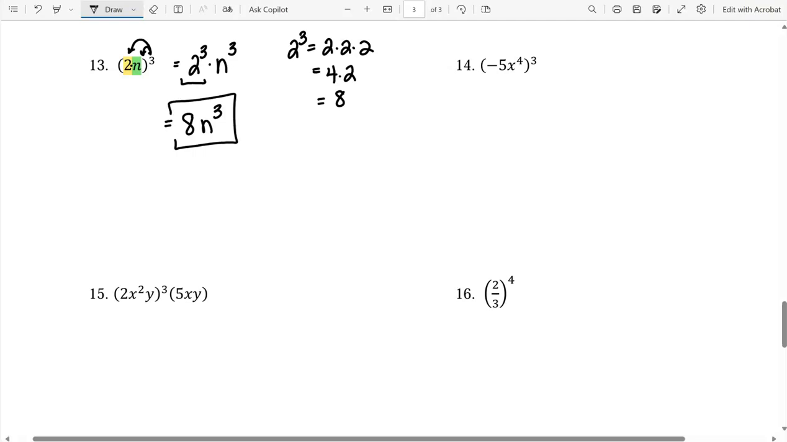I cannot stress this enough. It is only legal to distribute an exponent across multiplication or division. That's because exponents are just multiplication to begin with.